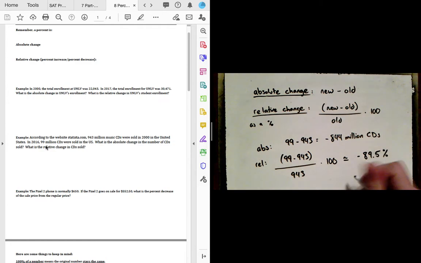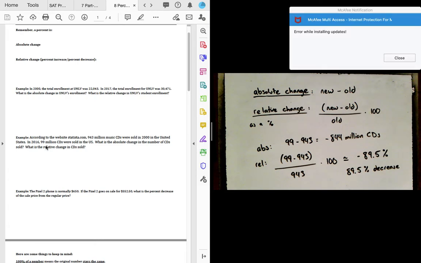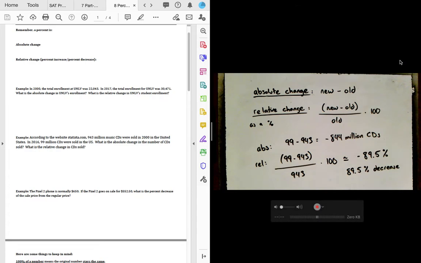Or you could say an 89.5% decrease. Either one of those would be appropriate. And as expected, the sales of CDs just kind of fell off in between the years of 2000 and 2016. I assume this year it's even lower than that by a lot.